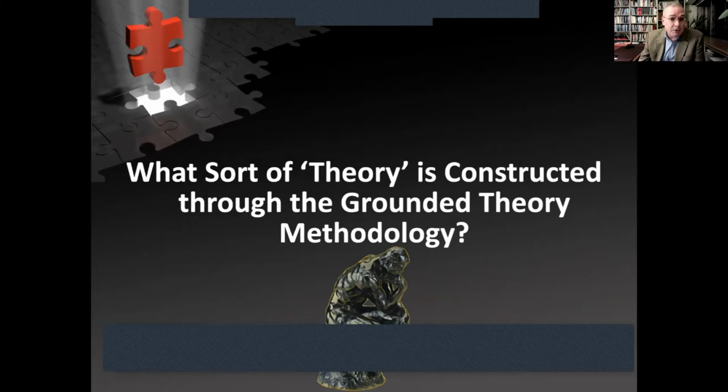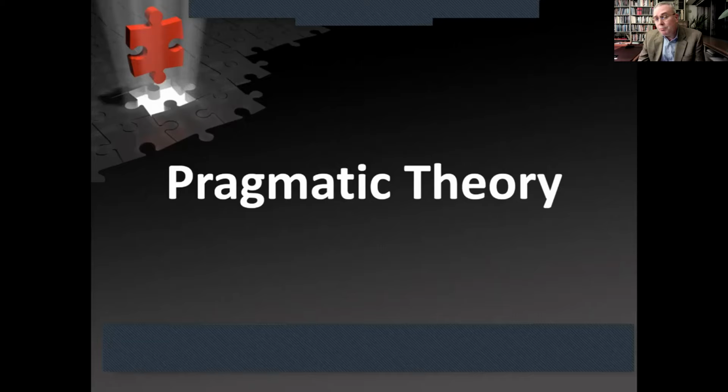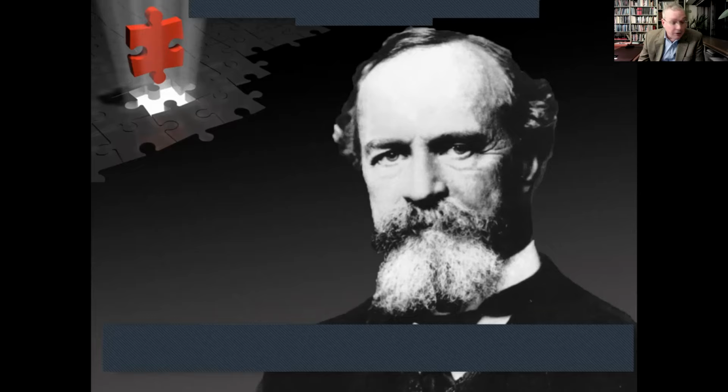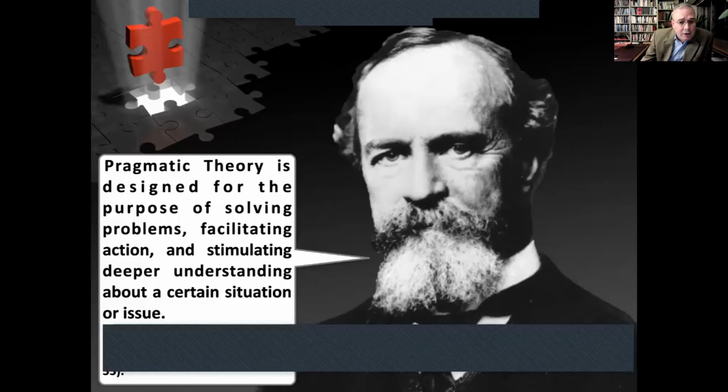Well, grounded theory at its core, in its most original form, would be what we would call a pragmatic theory. And when I'm talking about a pragmatic theory, I'm drawing from the philosophy of American pragmatism, a time when philosophers had massive amounts of facial hair, such as William James here. And he describes pragmatic theory as designed for the purposes of solving problems, facilitating action, stimulating deeper understanding about a certain situation or issue. And that's a very important point because that does have a bearing on grounded theory.